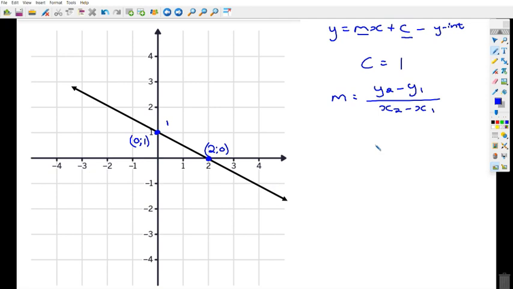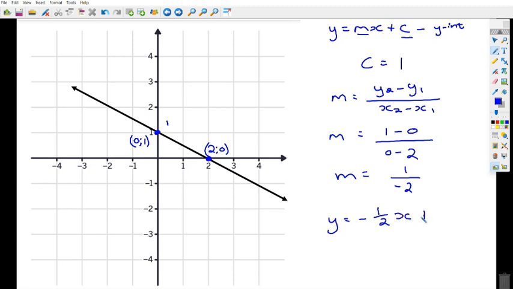Let's substitute those 2 points in there. The y value there is 1 minus 0 over the x values there, 0 minus 2. What does that give you there? 1 minus 0 is 1 over negative 2, which is negative a half. So my equation is going to be y equals negative 1 over 2 x plus 1.